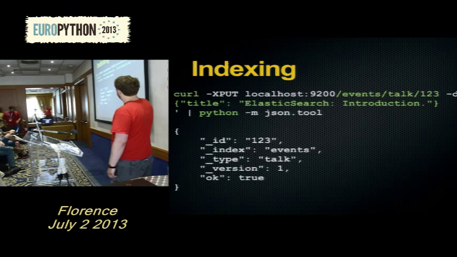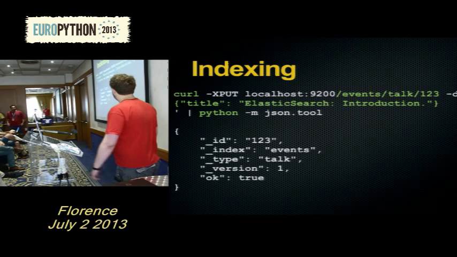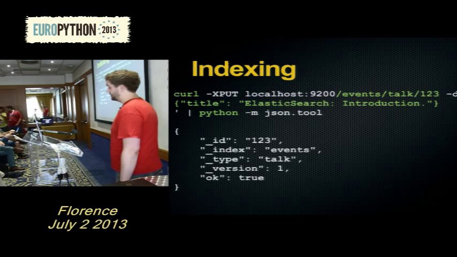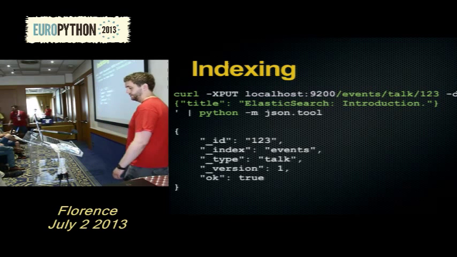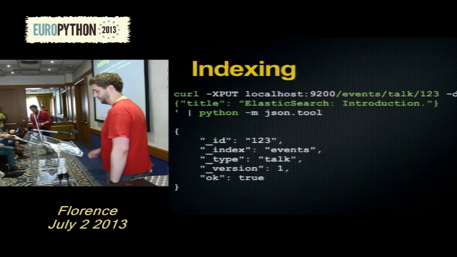Looking at the mapping for this, you would see that it's a document with title and then the content is string. Then I get a confirmation message back from Elasticsearch, and you can see that I've piped the result through the Python JSON tool module, which, if you don't know about it, is very useful because it just pretty prints JSON on the console.